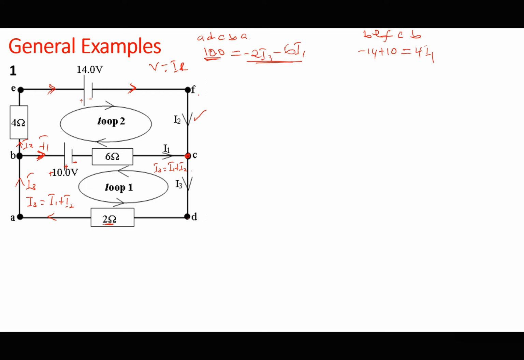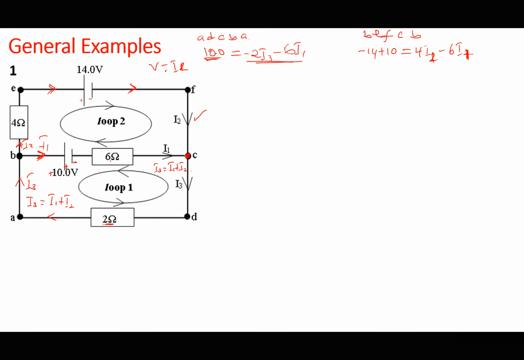Then E to F, there is no resistor. F to C, there is no resistor. C to B, there is a resistor of 6 ohms. But in moving from C to B, I'm moving in the opposite direction to the current going through 6 ohms, so this is going to be minus. So this will be minus 6 I1. Sorry, the current through 4 ohms was I2, not I1.